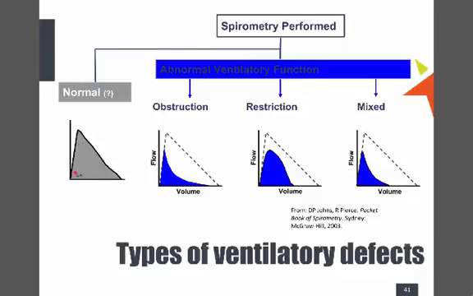Going back to the flows again, we've got a normal flow here. So we've got that whoosh, out, and we can keep going and keep going. Here, we've got obstruction. So remember I said FEV1 is about how fast your air can get out in the first second. So this person is trying to get their air out.